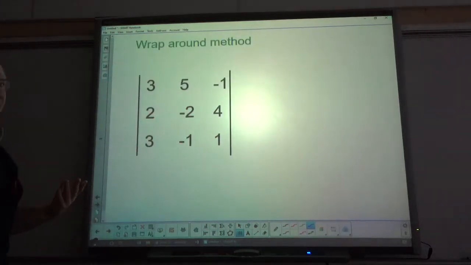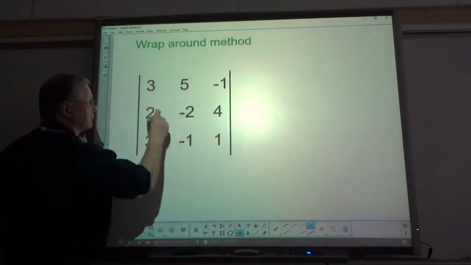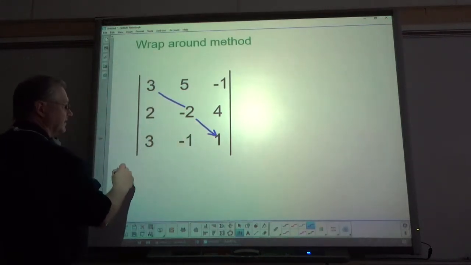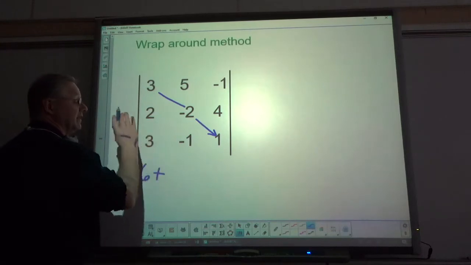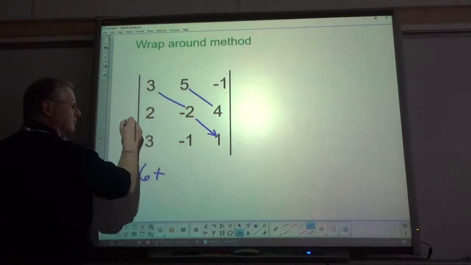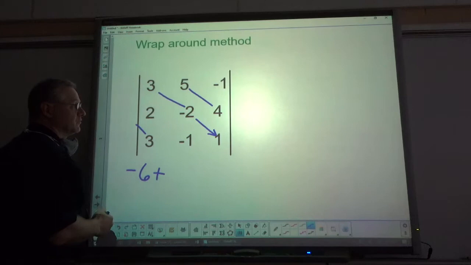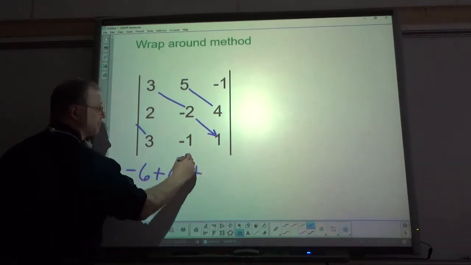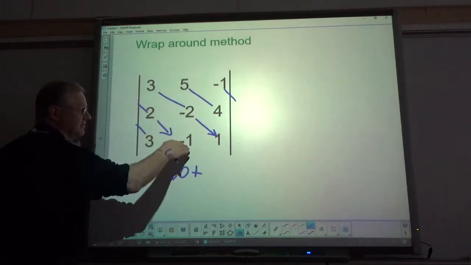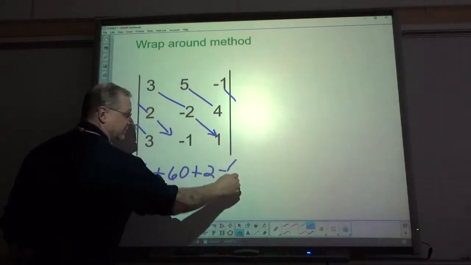All right, now, here's how the wraparound method works. I multiply diagonally down to the right. 3 times negative 2 times 1 is negative 6, plus. It's always plus going to the right. 5 times 4, and it wraps around to the 3. So 5 times 4 is 20 times 3 is 60. The negative 1 wraps around to these 2. Negative 1 times 2 times negative 1, that's positive 2, minus.